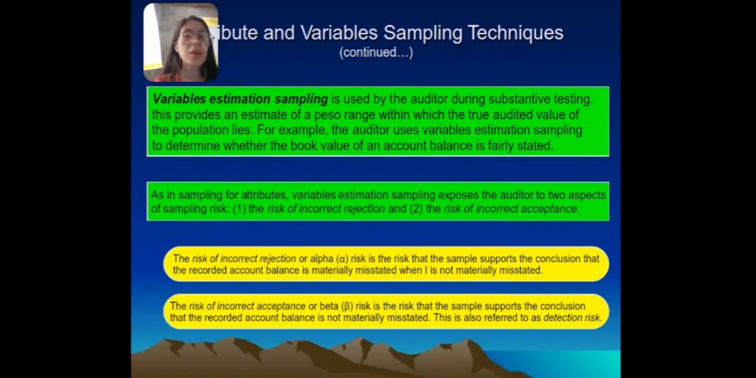And when we say the risk of incorrect acceptance, or beta, it is the risk that the sample supports the conclusion that the recorded account balance is not materially misstated. So this is also referred to as detection risk.